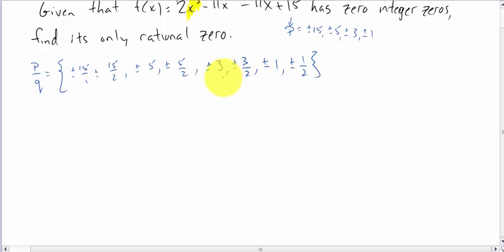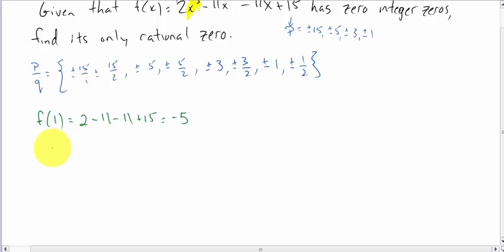And this is a fairly long list. What I could do is use synthetic division and check these one at a time until I come across the right one. That corollary, however, can come in quite useful to narrow down this list, along with Descartes' rule of signs. So I'm going to start out and find f of 1. 1's a nice number to plug in. It's easy to substitute and get a value. So we get f of 1 equals 2 minus 11 minus 11 plus 15, which is equal to negative 5.